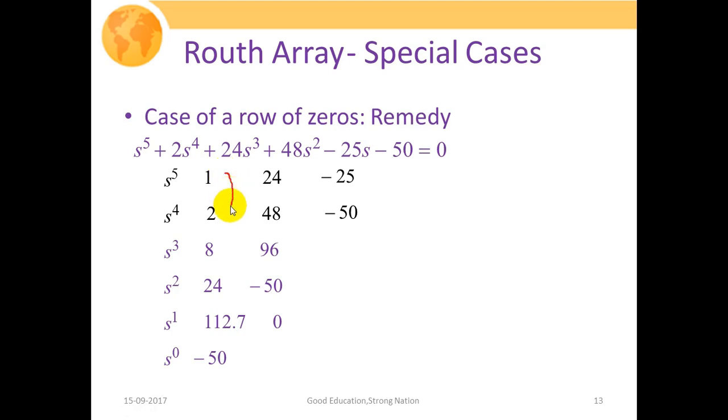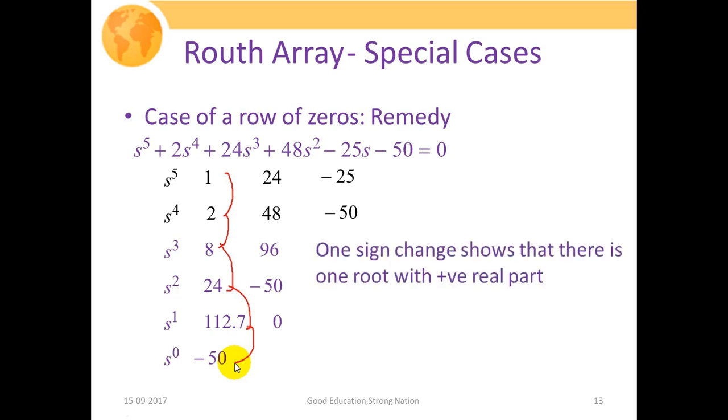From plus 1 to plus 2, again positive, no sign change. From 2 to 8, again positive, no sign change. From 8 to 24, again positive, no sign change. From 24 to 112.7, again positive, no sign change. Then from 112.7 to minus 50, there is one sign change. So the system is unstable, and there exists one pole in the right side of the s-plane. It has one root with a positive real part.